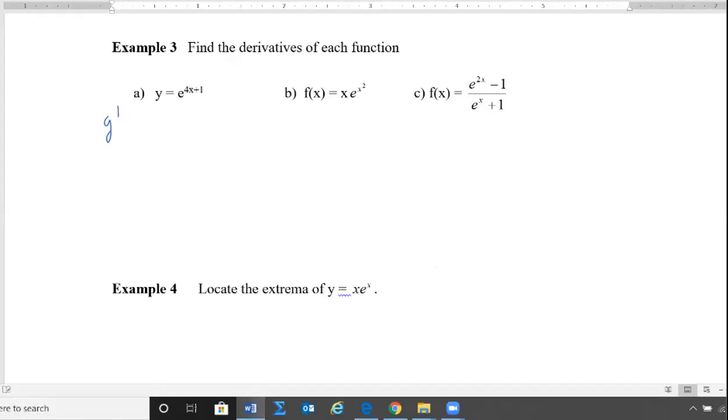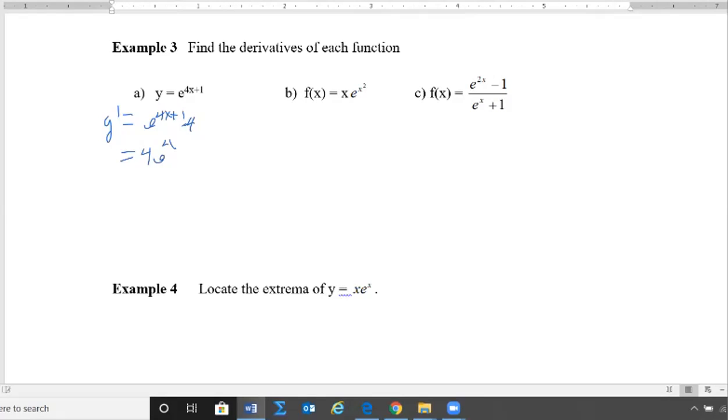This one here, y prime, we need an e to the 4x plus 1 times a 4, which you can write as 4e to the 4x plus 1. This one here, it's a product, so you'll need the product rule. F prime will be 1 e to the x squared plus x times 2x e to the x squared. And if you want, you can factor that out and write it like so.